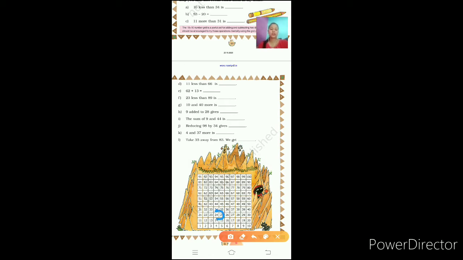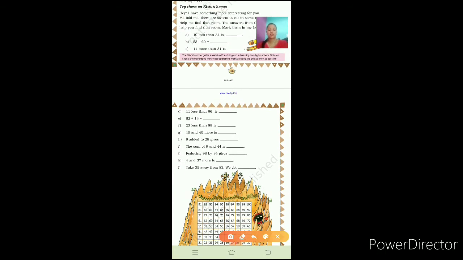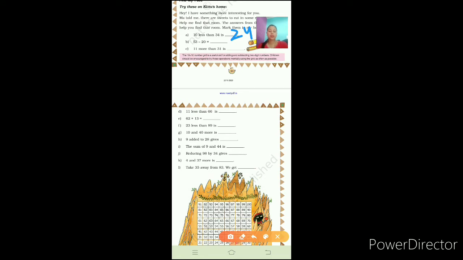So it is room number 24. Okay, how? You can do it by subtracting also. 4 minus 0, 4. 3 minus 1, 2. So the answer is room number 24. Okay, so you can write here room number 24. Okay, next is 53 minus 20.